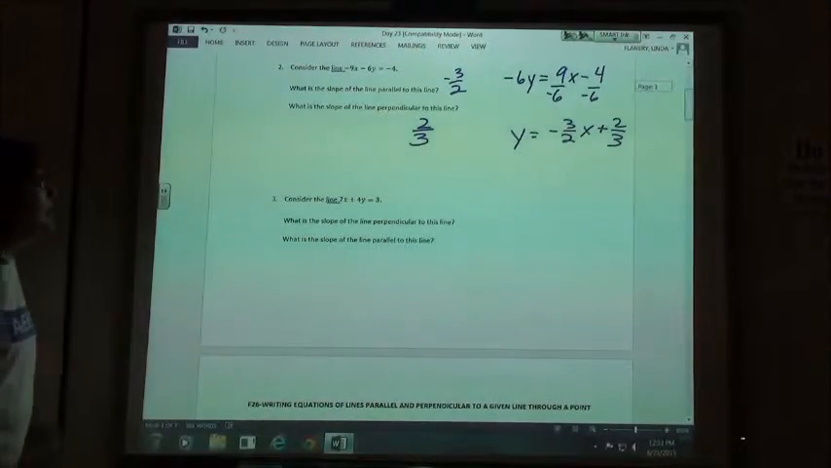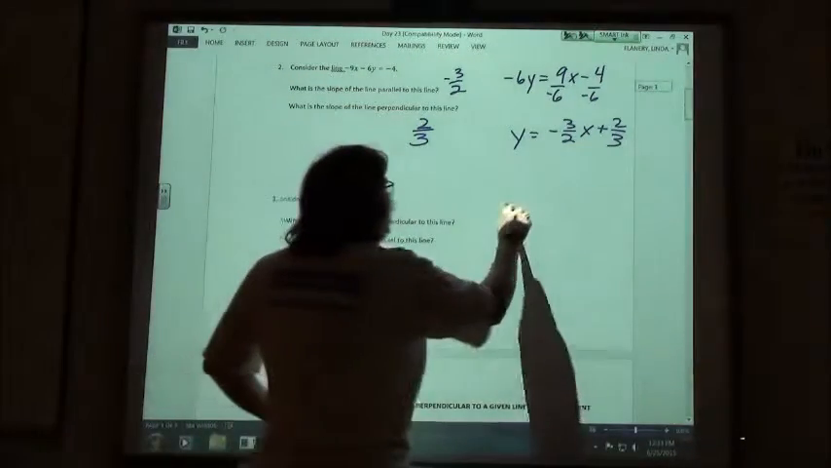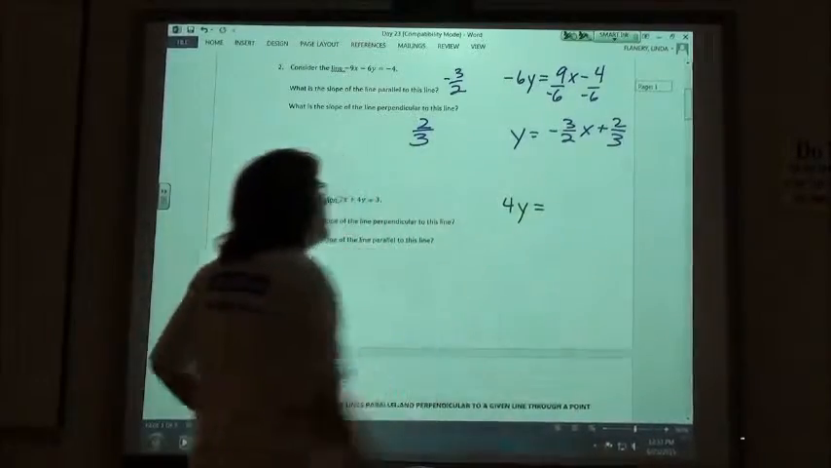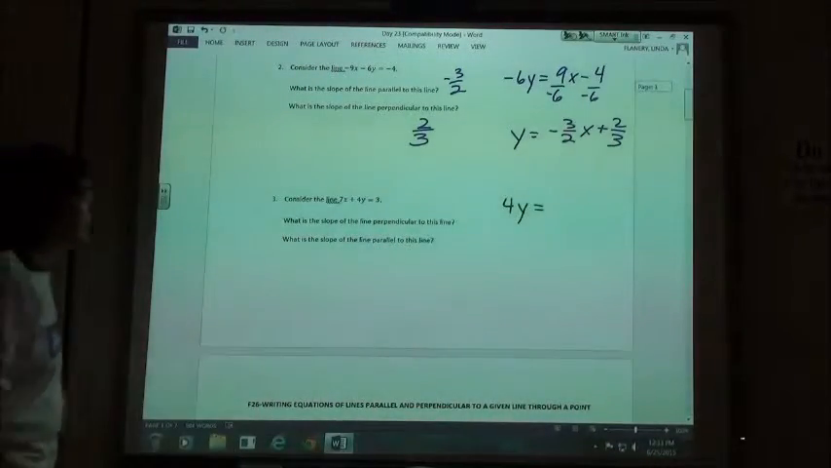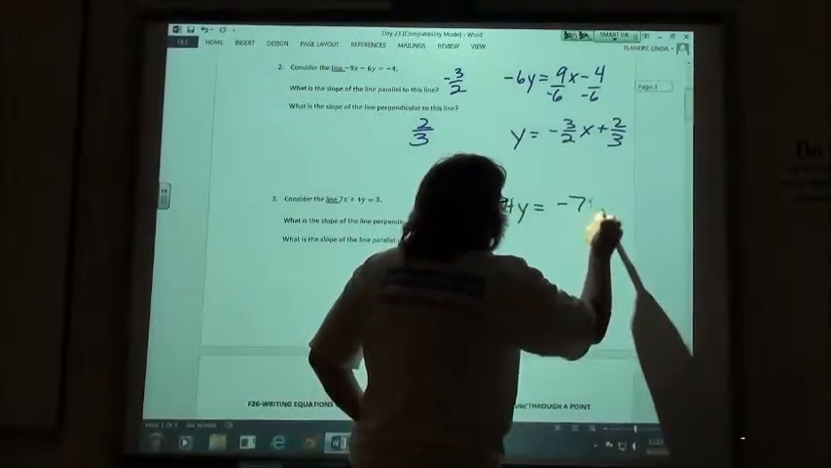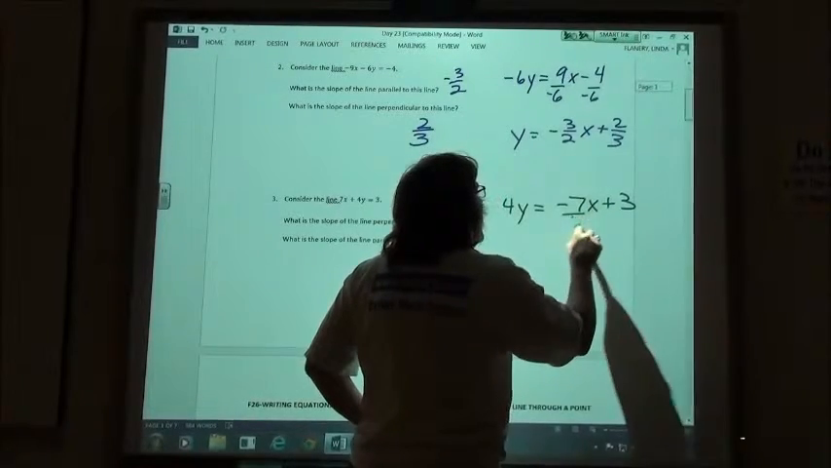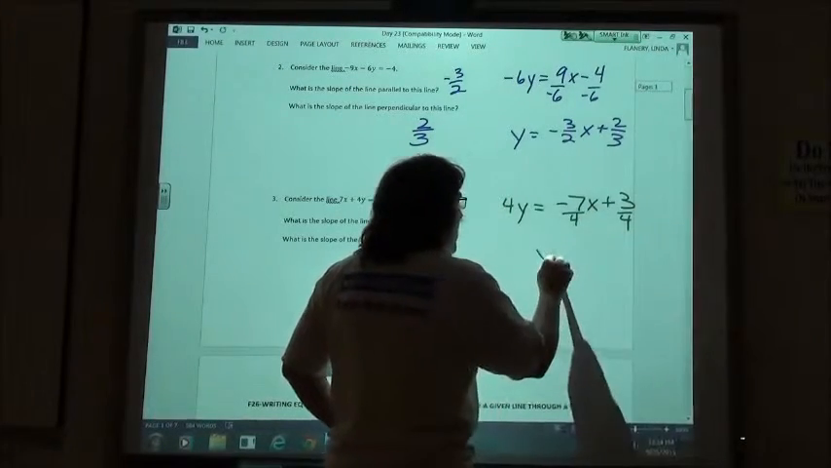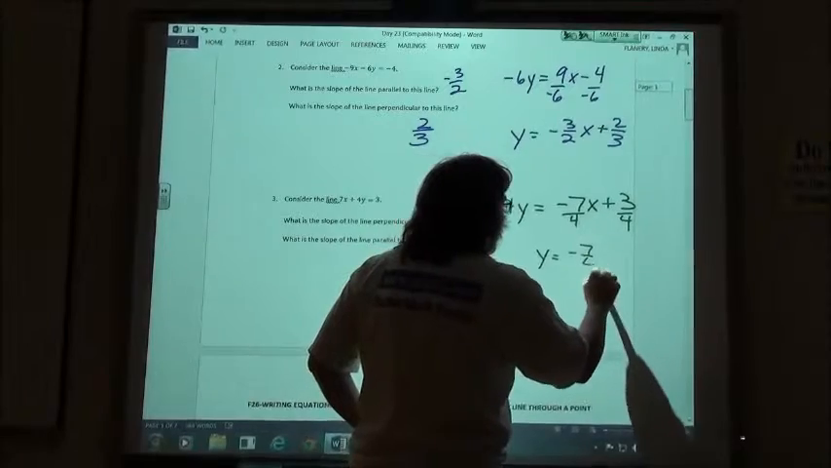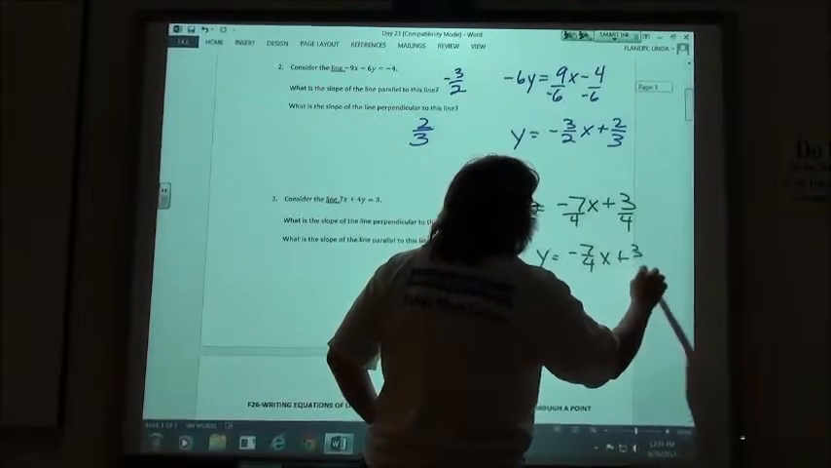And number 3, same kind of thing. I want to solve that for y. So 4y is going to be equal to -7x plus 3. Dividing by my 4, y equals -7/4 x plus 3/4.